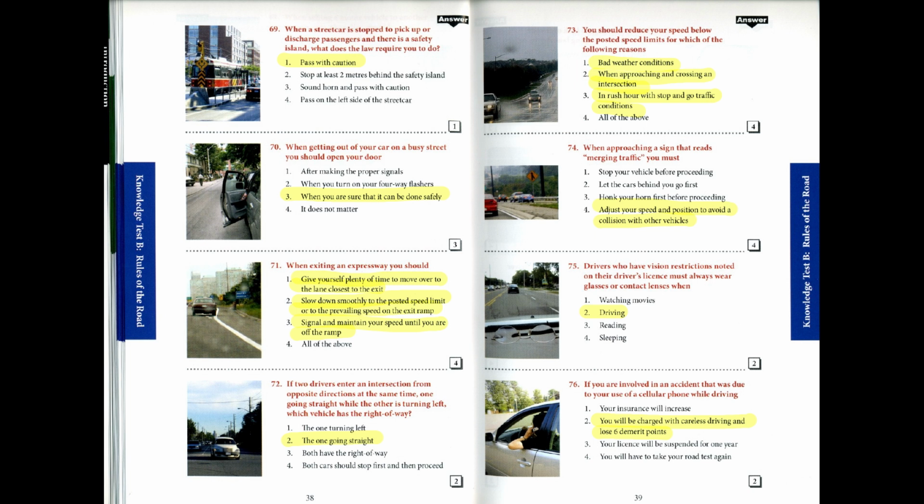Number 74. When approaching a sign that reads merging traffic, you must adjust your speed and position to avoid a collision with other vehicles. Number 75. Drivers who have vision restrictions noted on their driver's license must always wear glasses or contact lenses when driving. Number 76. If you are involved in an accident that was due to your use of a cellular phone while driving, you will be charged with careless driving and lose 6 demerit points.